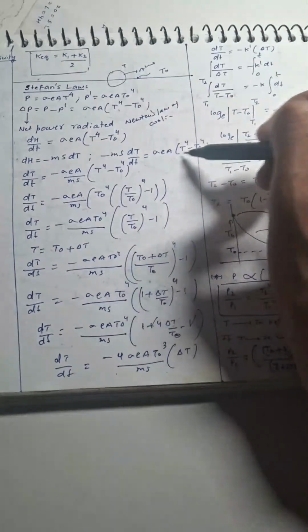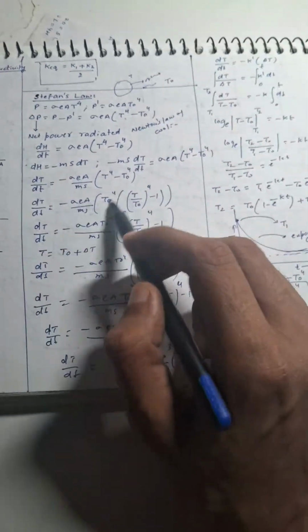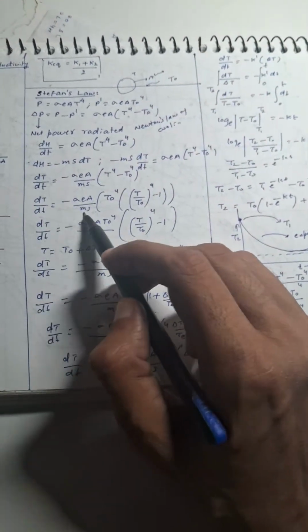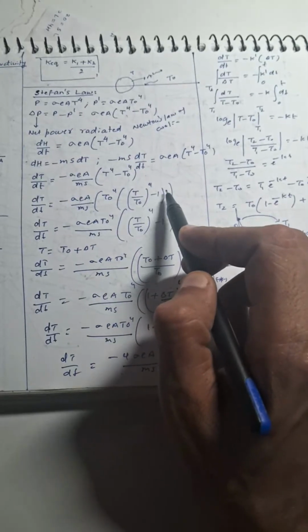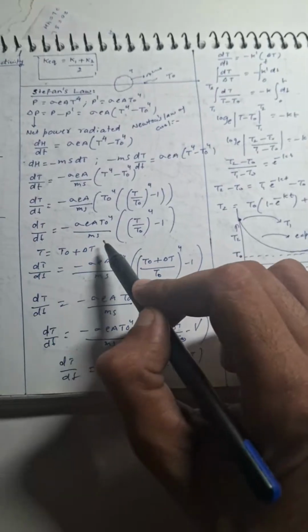So we equate the expression, and we have the differential equation like this. Now we take T naught to the power 4 as common. So we get dT by dt is minus sigma, T naught to the power 4, (T by T naught)^4 minus 1. Finally we get this expression. Now we write T is equal to T naught plus delta T.